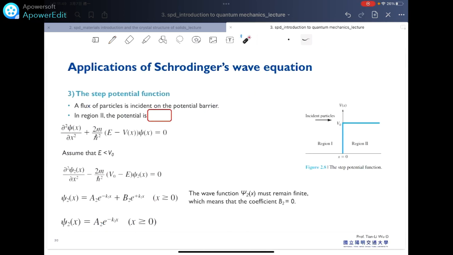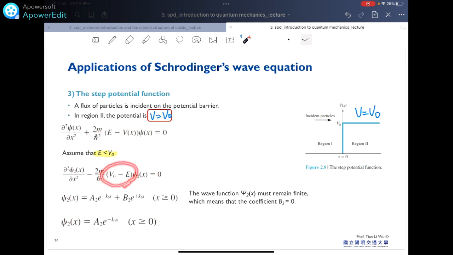Okay, so now we have discussed not only region one, but also region two. In region two, the potential V is equal to V zero. So again, we have to replace this with V zero. But we will make one small assumption, that our energy is smaller than V0. Therefore, you get V0 minus E, because the energy is smaller than V0 here.